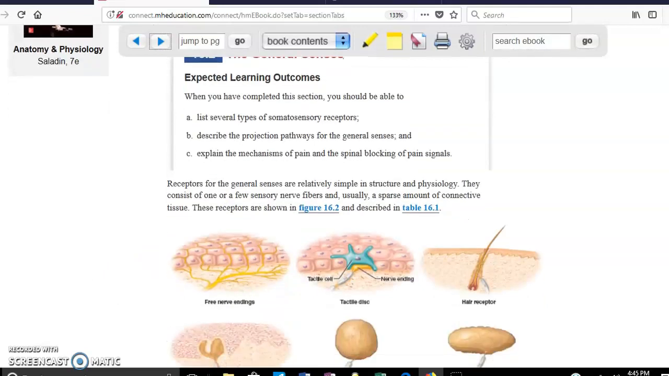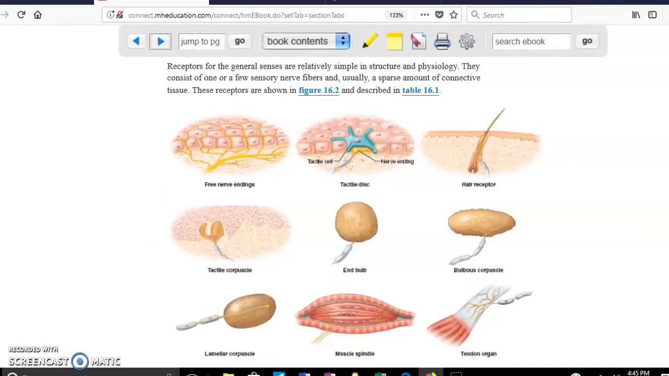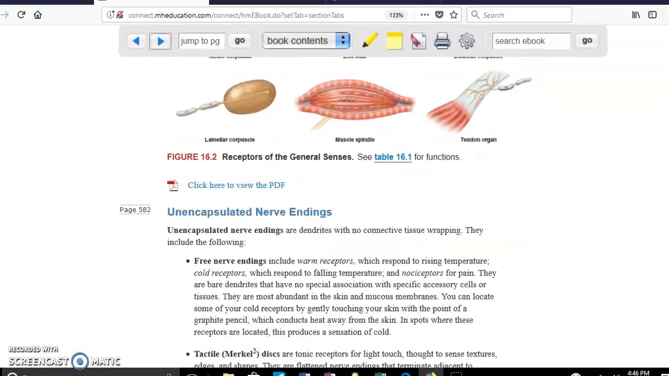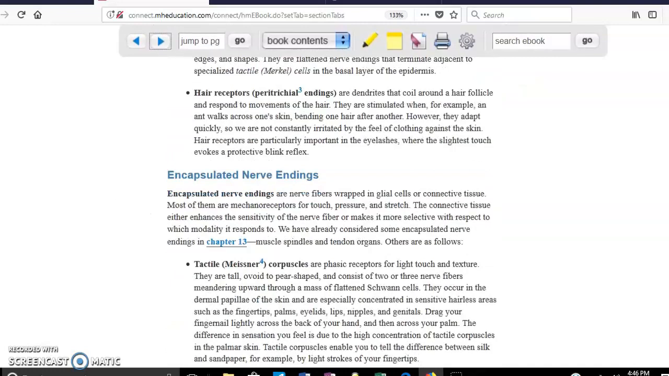We said that the receptors for the general senses are those located all over our skin. And they are going to transfer different types of information, such as heat, temperature, and pressure. There are two main groups. As you can see here, these ones have a capsule, right? This has a capsule. And these ones don't have capsules. You see this one and this one right here. So these receptors are going to be grouped. One of them is going to be unencapsulated, as you can see right here, and those are going to be called free nerve endings, and encapsulated, as you can see right there.